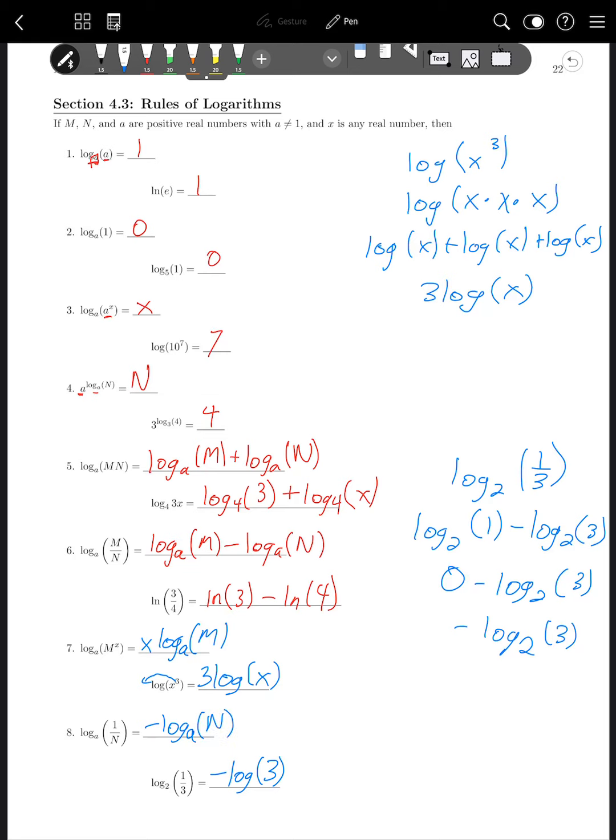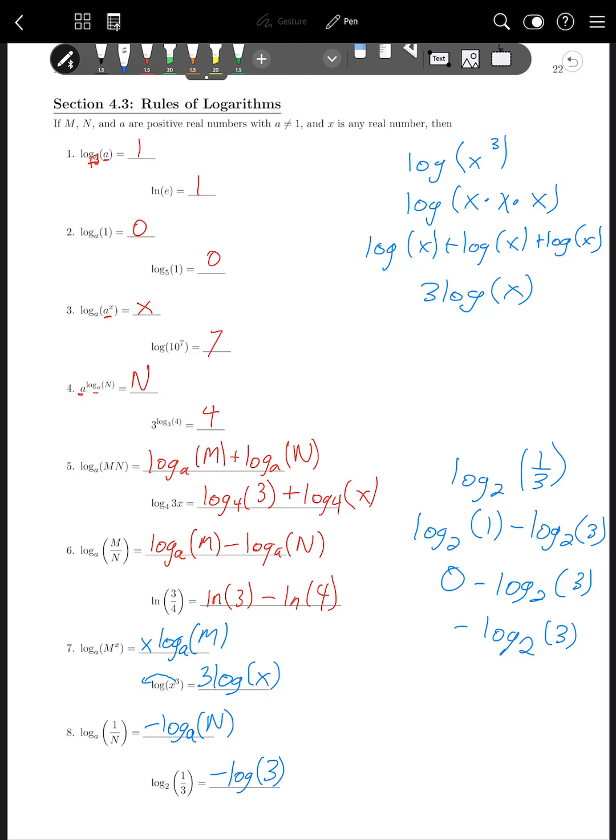So what we want to be able to do with these is we want to be able to take logarithms and expand them out or contract them down. So take things that are single logarithms and expand them out so it's a bunch of simpler logarithms, or take a bunch of simpler logarithms and combine them back together into a single logarithm. And we're going to do that using these rules.